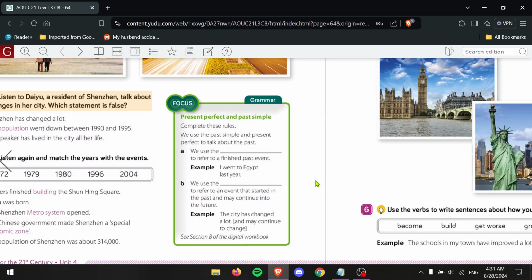For example, if I say something like, I have lived in this city for 5 years. Notice how this action happened in the past. So I've lived in this city for 5 years. It's something that already happened, but it is still happening. It's tying to the present. Does that make sense? I hope it does.